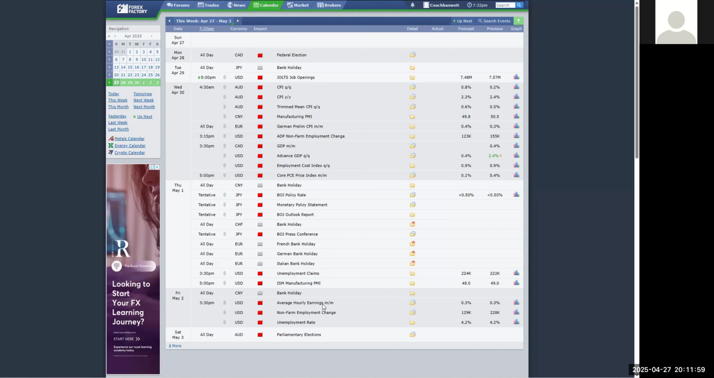I've shared my screen for forex.com. Someone to confirm? We can see it clearly. Okay, perfect. So Monday, tomorrow, the whole day we have the federal election for the Canadian dollar. On Tuesday, we have a bank holiday for the JPY pairs. The same Tuesday during the New York session at 5 p.m., we're going to be having job openings. That will be affecting the US dollar.